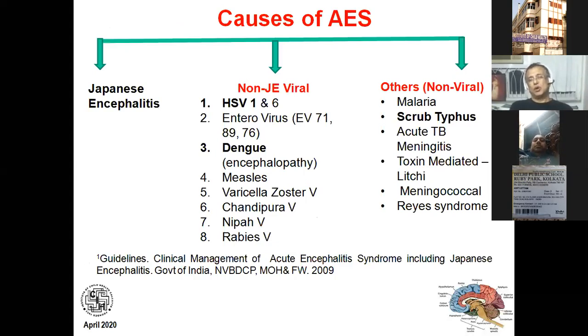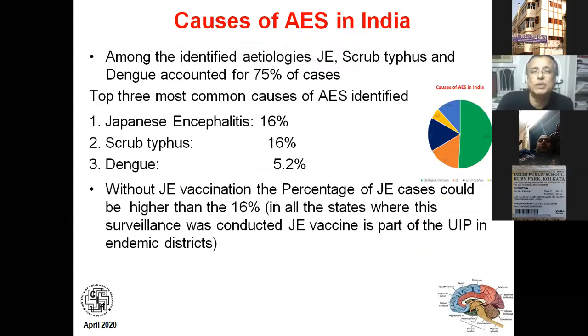And there are other non-Japanese encephalitis causes, which included herpes simplex virus, enterovirus, dengue. There was Nipah virus, varicella, measles. And there are some other causes also, like cerebral malaria, scrub typhus, acute tuberculous meningitis. And even this acute encephalitic syndrome is not only caused by bacteria, virus, protozoa, or rickettsia. It can also be caused by toxins and poisoning. So it is a huge amount of causes which might be responsible for this acute encephalitic syndrome.